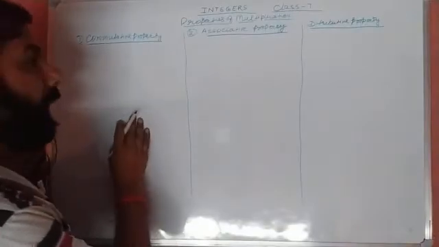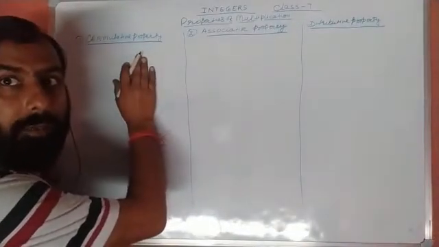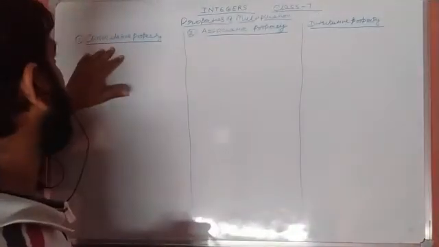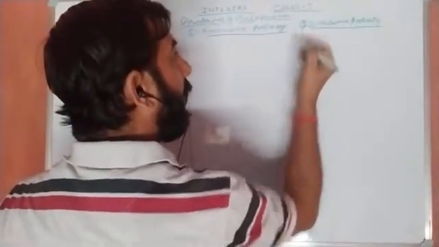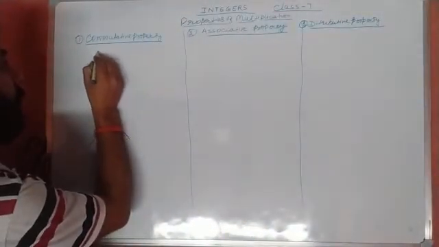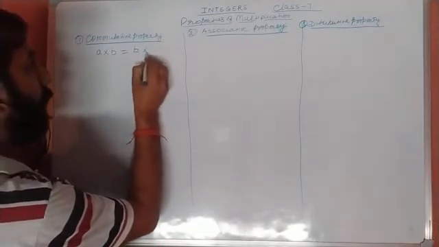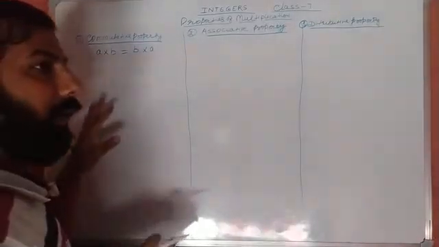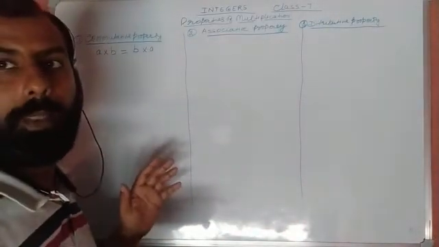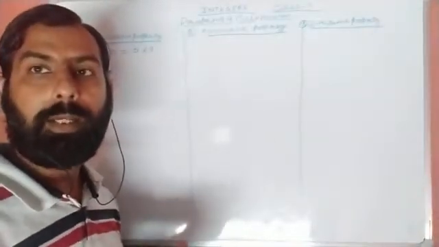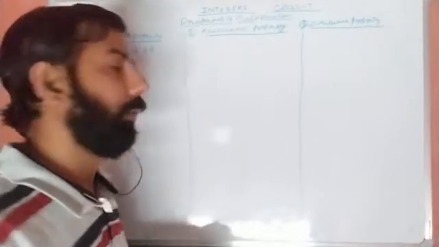So first property is commutative property, as we have studied in properties of addition. The same properties, commutative and associative, apply here. One is extra in multiplication, that is distributive property. Suppose A into B equals B into A. So what is the use of these properties? It makes the multiplication easier for you.